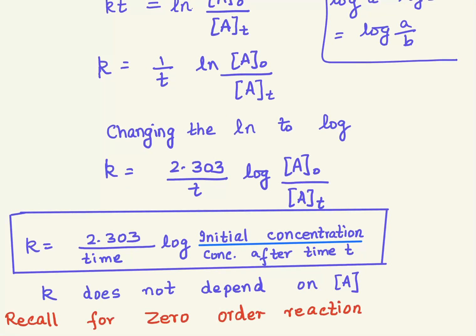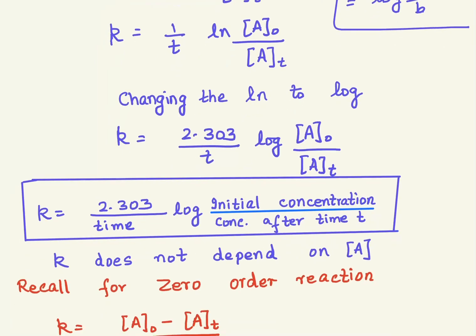Now, if you notice over here, initial concentration divided by concentration after time t, they are nullifying each other, right? They are cancelling each other. So if I say moles per liter, they will cancel out. That means, does my rate constant vary with the initial concentration or the concentration of the reactant? No, it does not. So that is why I have put over here.